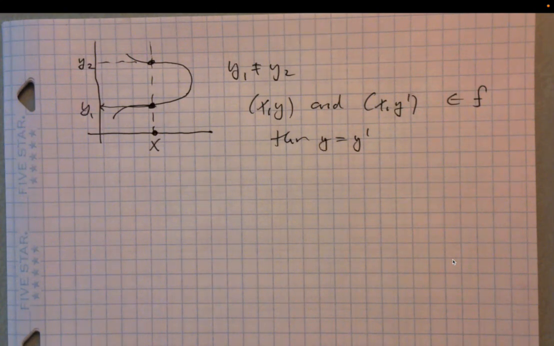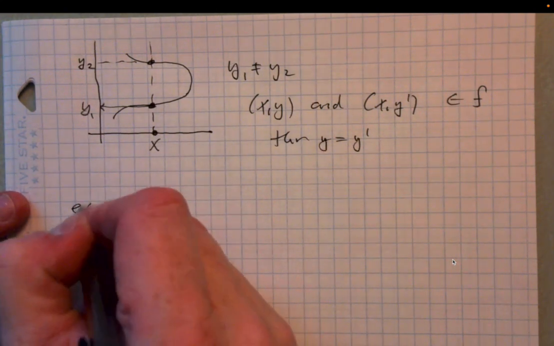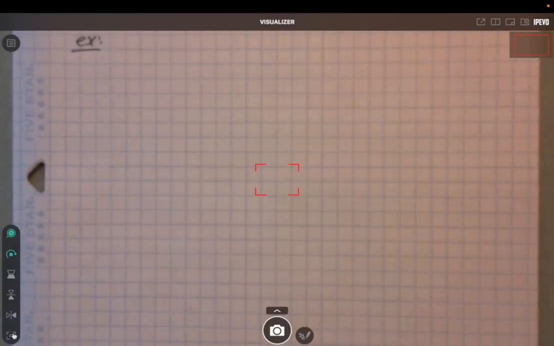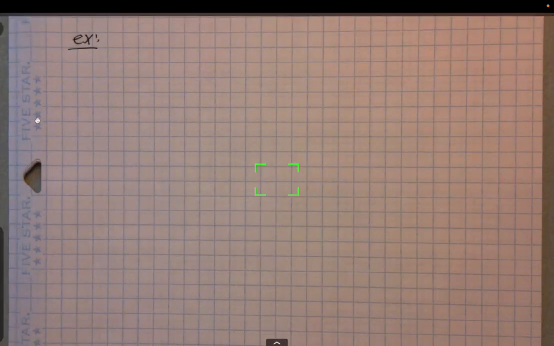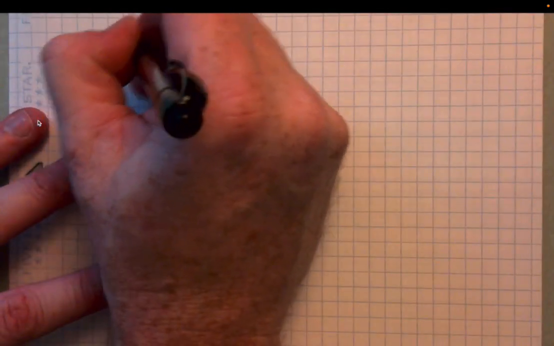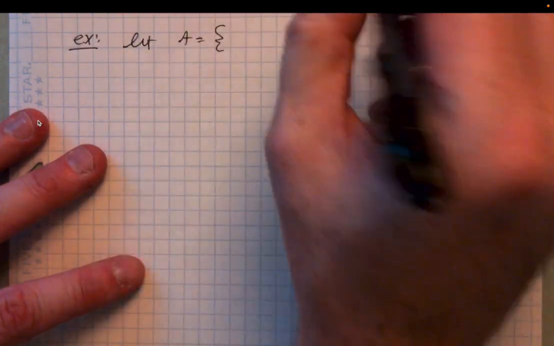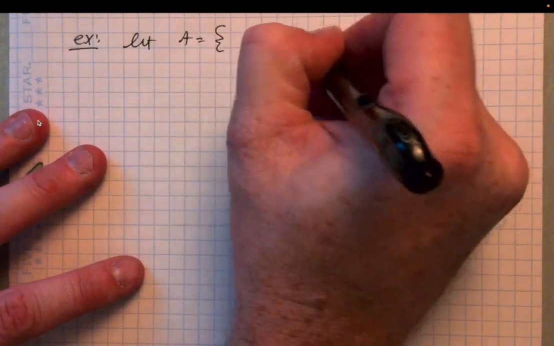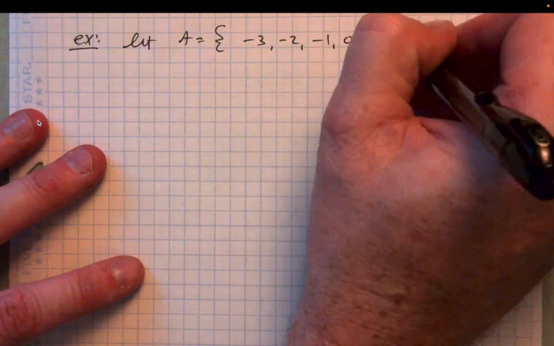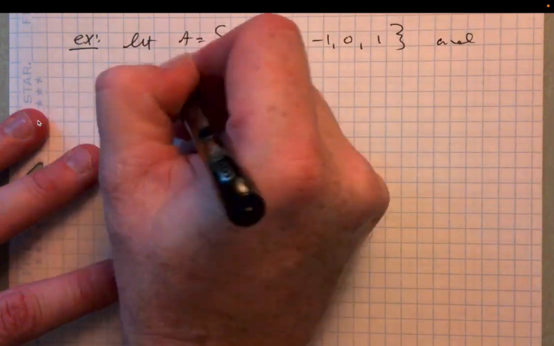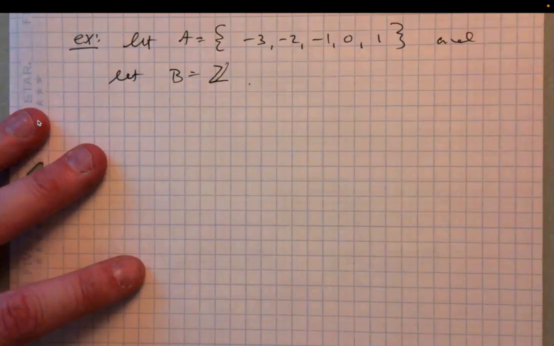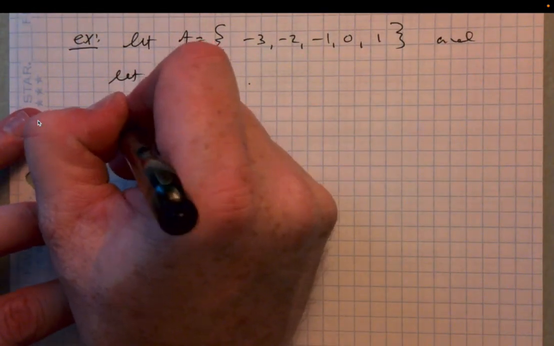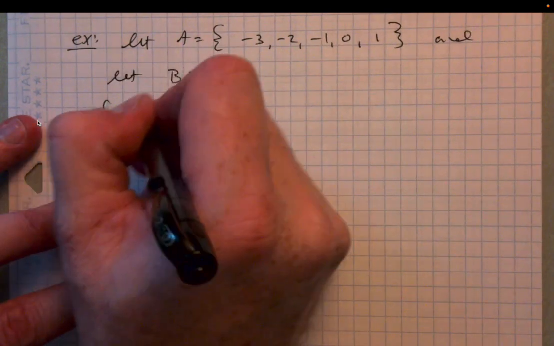Okay. And so let's take a look at a couple of examples just to make sure we're really clear on this point. It's very important to have a good understanding of this idea of the vertical line test from the standpoint of sets. Okay, so let's let A equal the simple set negative 3, negative 2, negative 1, 0, and 1. And let's let B equal the integers.